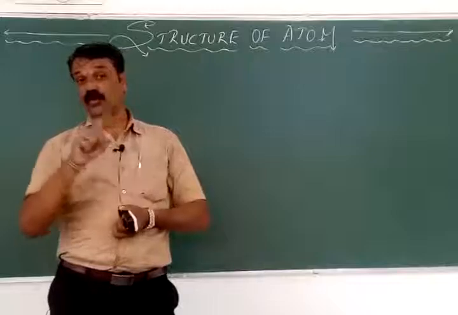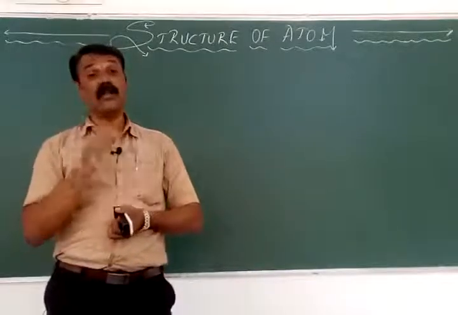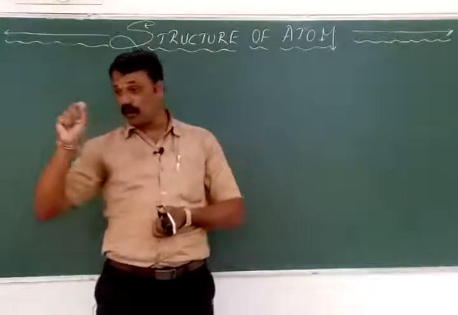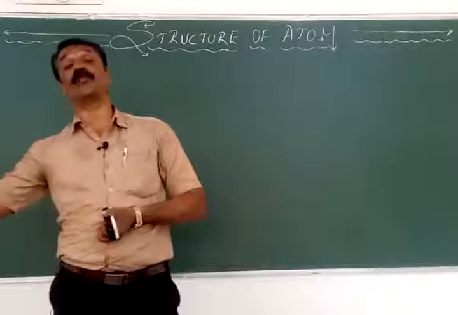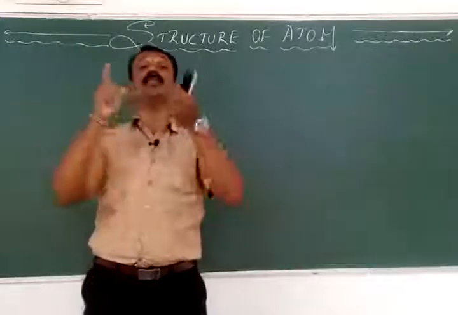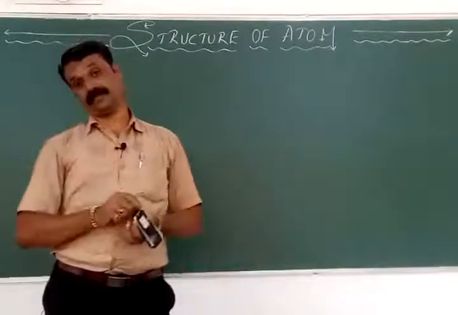Then m can have totally 2L plus 1 values. m has how many values? 2L plus 1 values. The values of m start from minus L, and in the middle is 0, and so on up to the last one, plus L. Means it varies from minus L to plus L through 0. So that gives the number of orbitals present.